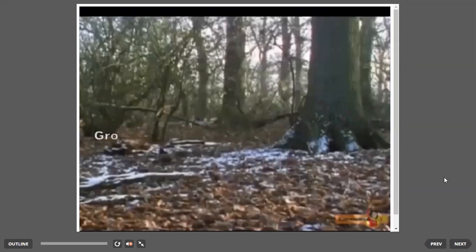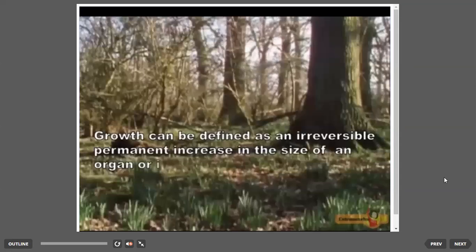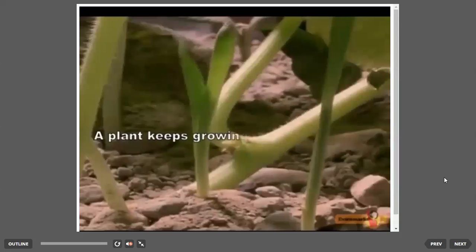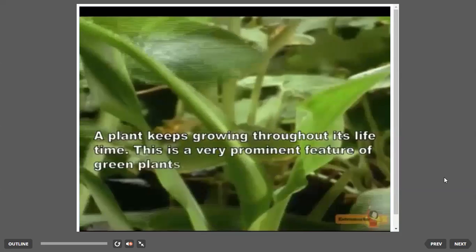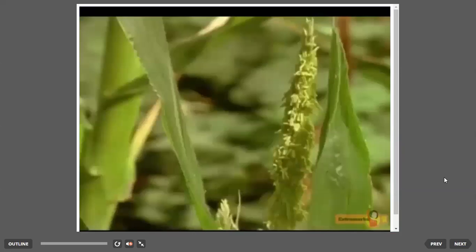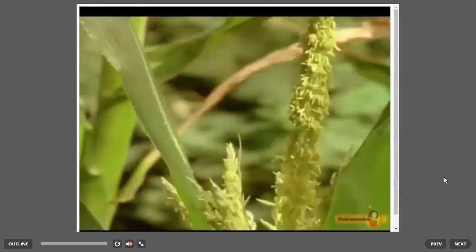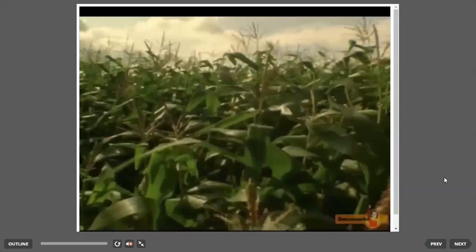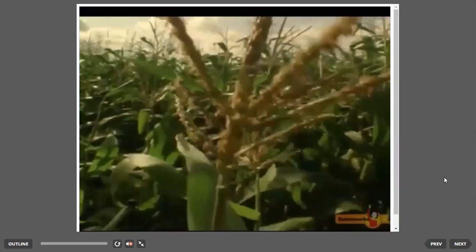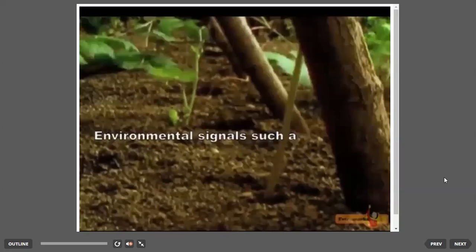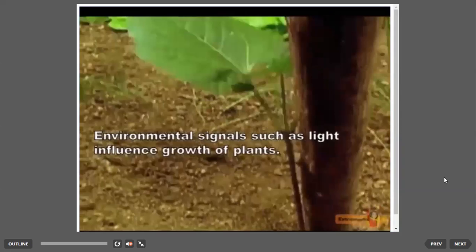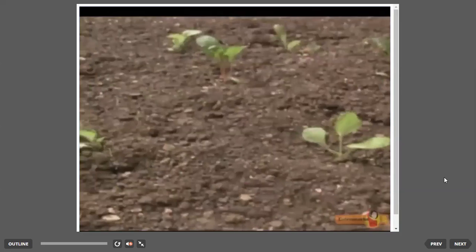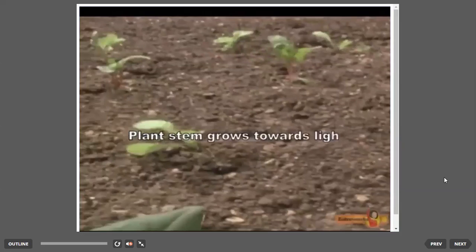Growth can be defined as an irreversible permanent increase in the size of an organ or its part. A plant keeps growing throughout its lifetime. This is a very prominent feature of green plants. There are certain specific external and internal factors which govern the growth of a plant. Any of these can prove to be limiting. Environmental signals such as light influence growth of plants. Plants require sunlight for almost 8 to 10 hours every day. Plants respond to light by bending in the direction of the light.